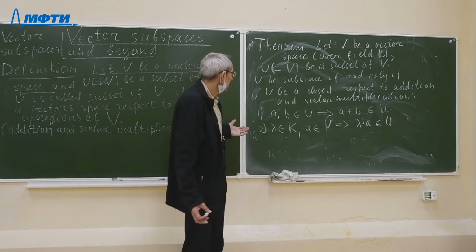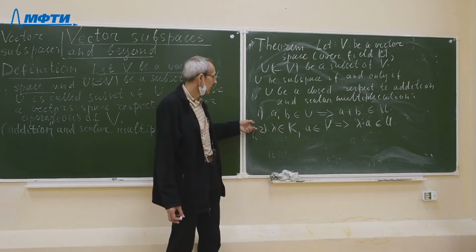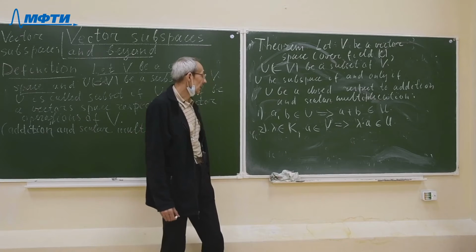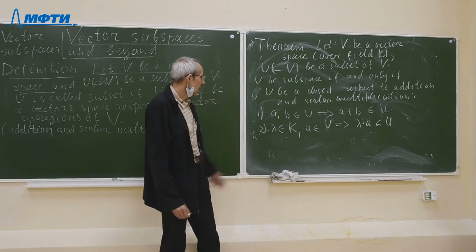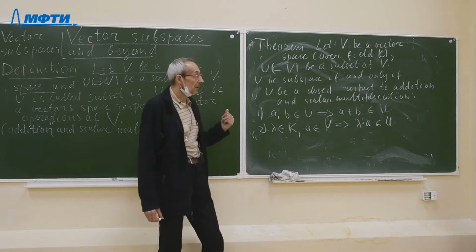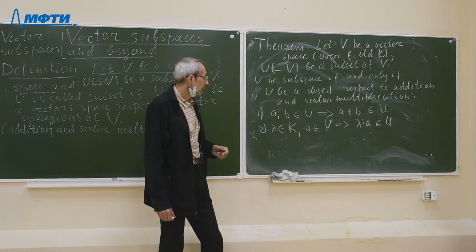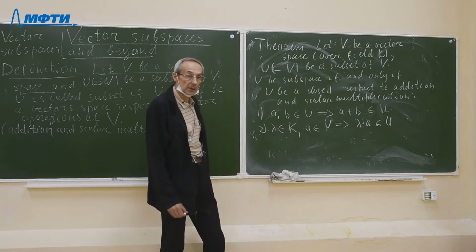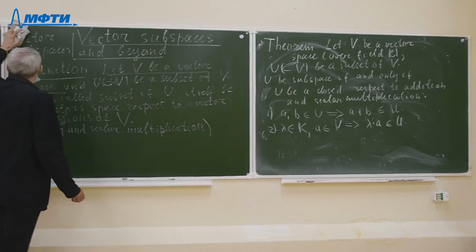It is easy to see that if U is a subspace, items 1 and 2 of this assertion are fulfilled. But the more interesting fact is that if these two items of this assertion are true, it follows that our subset U is a vector subspace. How to check that fact? We must check that all 8 axioms are fulfilled.